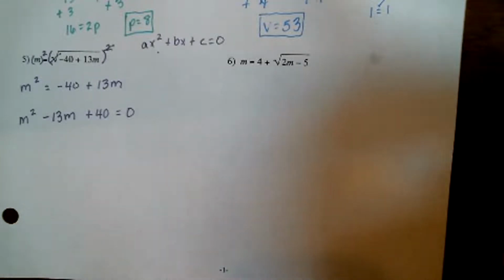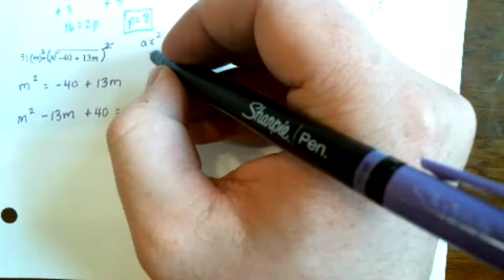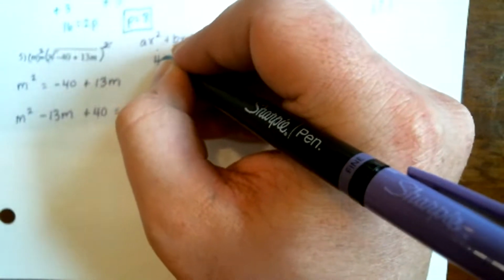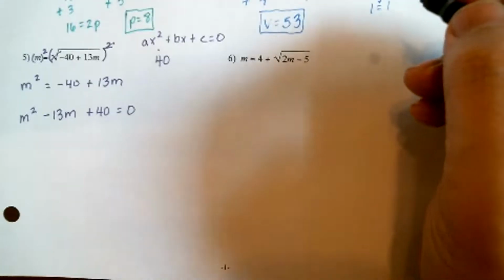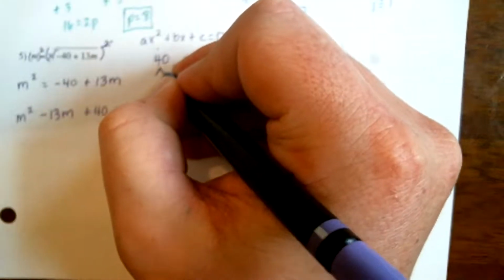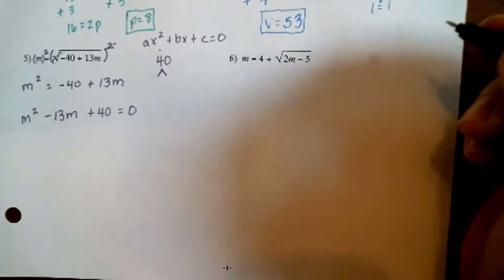Okay. So now talking to you, Maddie Burris, what will multiply to be 40, but add to be negative 13?